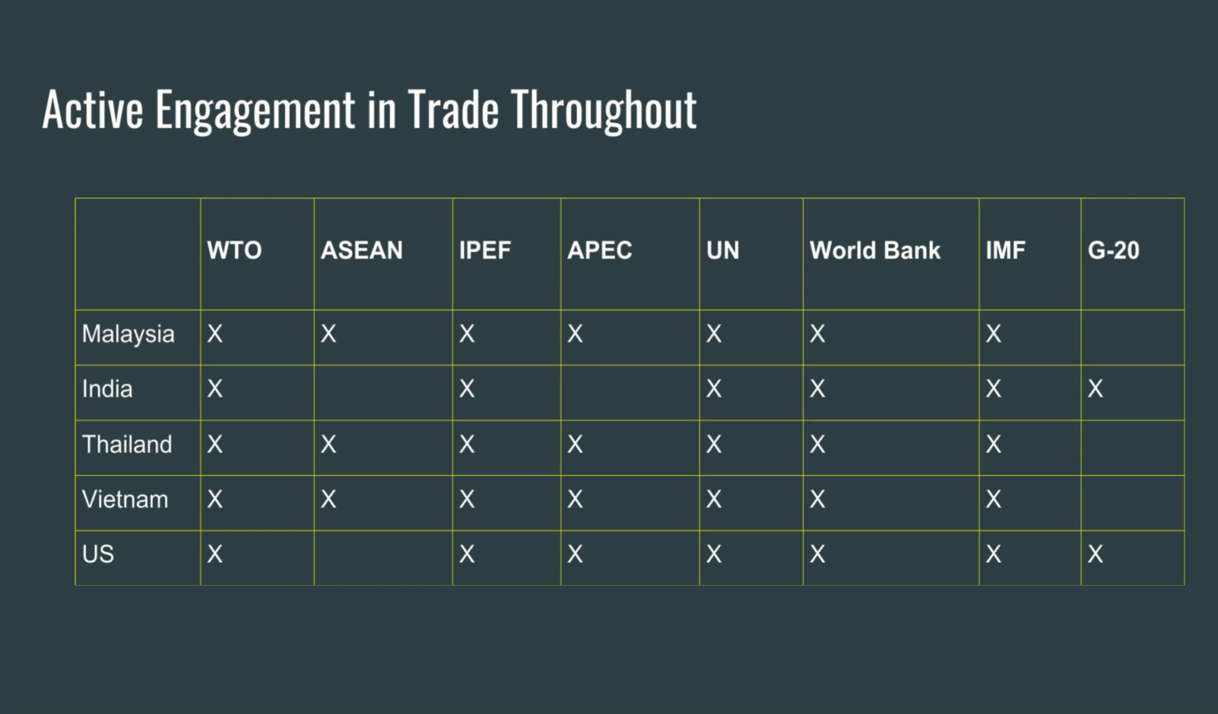Of note, in ASEAN, there are 10 nations. This does not include India, but they are a dialogue partner, and the US is actively engaged in trade with all 10 countries currently.